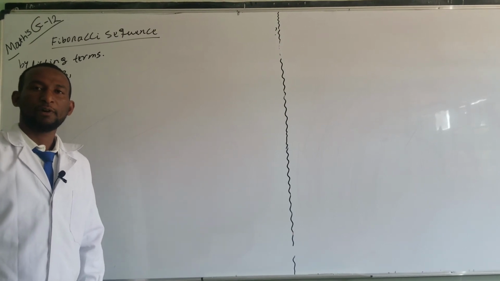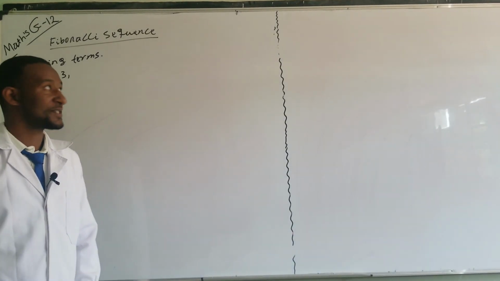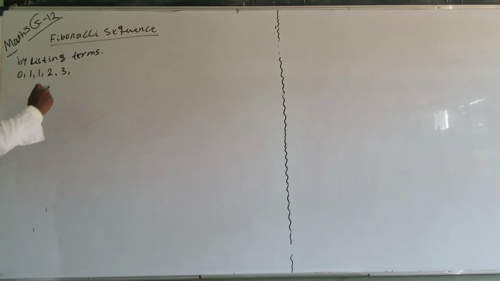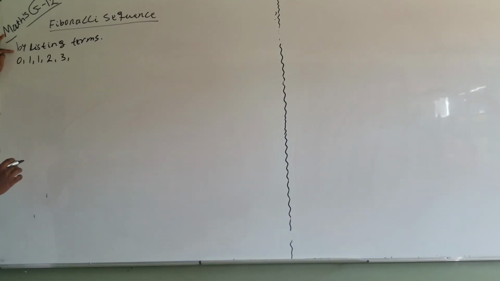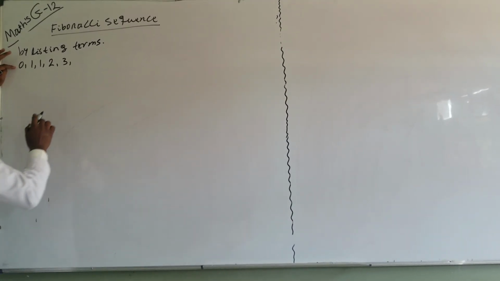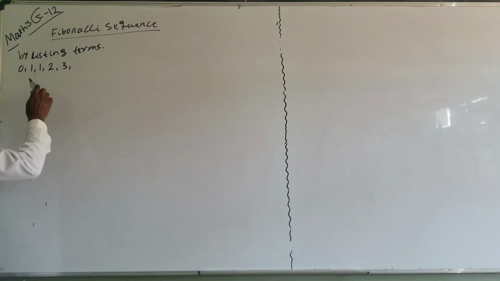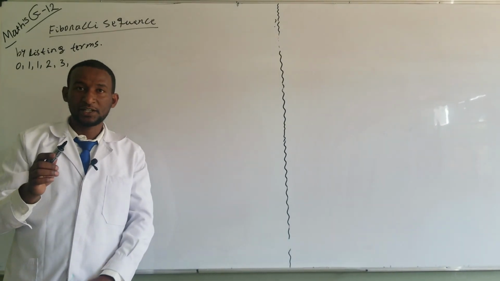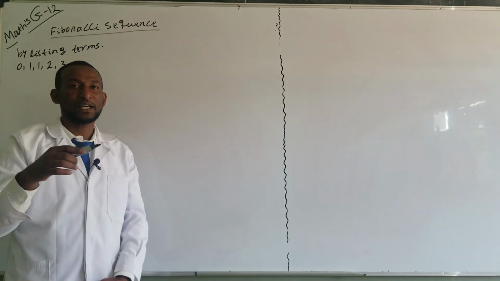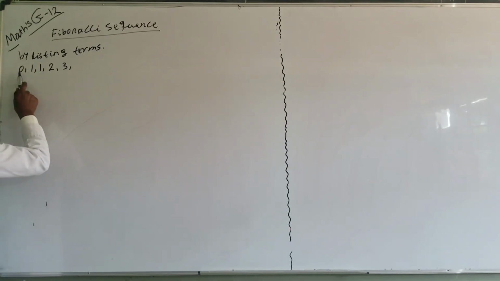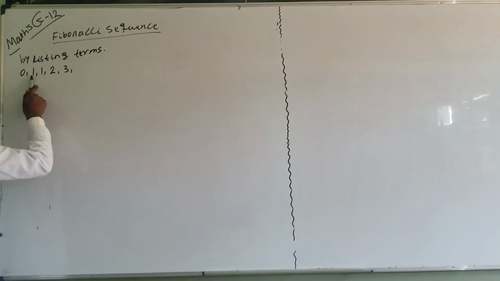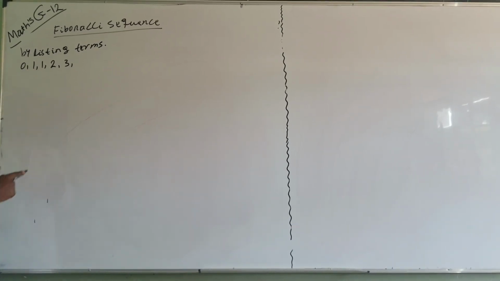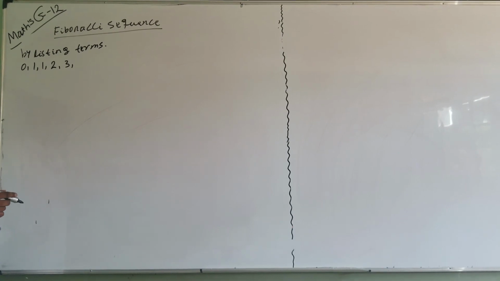The best example of a recursive relation is the Fibonacci sequence. Let us see the Fibonacci sequence by listing terms. When we take it by listing terms, in the Fibonacci sequence we get each term by adding the previous two terms. By adding the previous two terms, we can get the next term. That means we take 0 and 1 as the initial condition, and most of the time 1 and 2 is taken as the initial condition for the Fibonacci sequence.